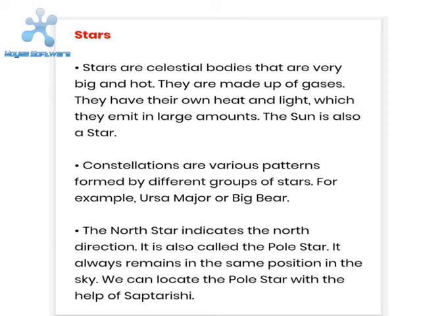The third point is, the North Star indicates the north direction. This means that there is one North Star and it will only indicate the north direction. It will not indicate any other direction. And because it indicates the north direction, it is also called the pole star. It always remains in the same position in the sky. It does not change its position, and we can locate the pole star with the help of Saptarishi.